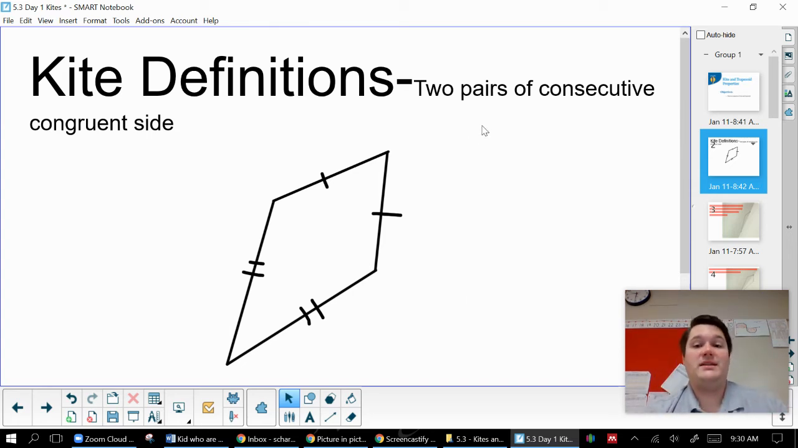Now, that is the definition. The whole point of today's lesson is to talk about what do we know about these things. And so those are called properties. The definition is what it is. The properties are the things that we know about it. And those are different things.